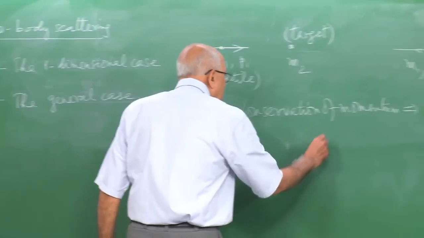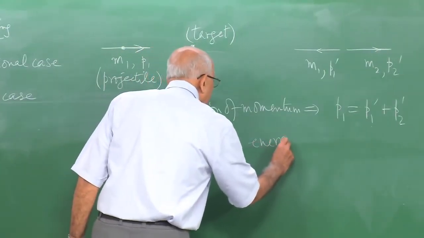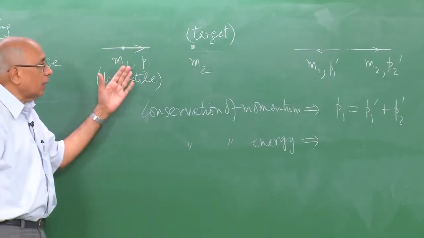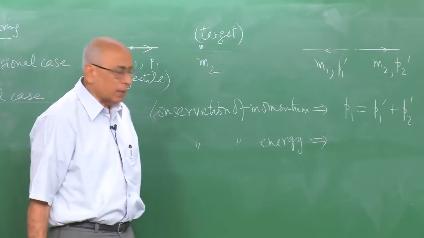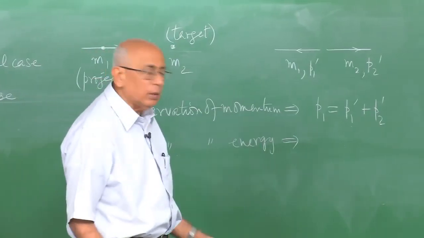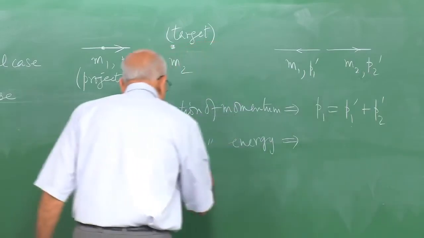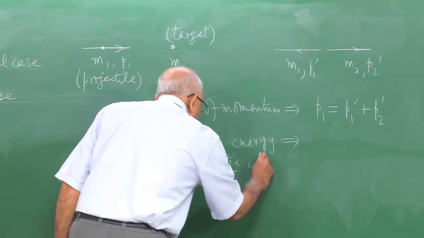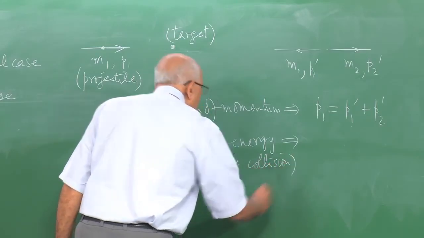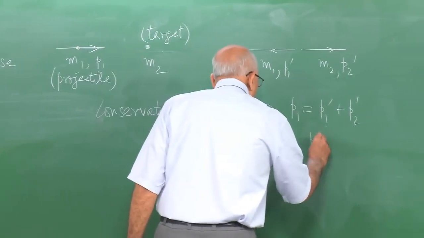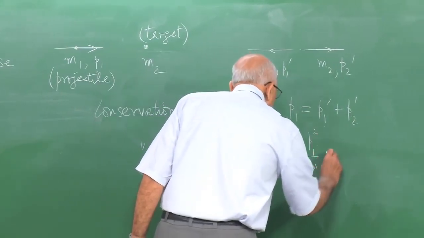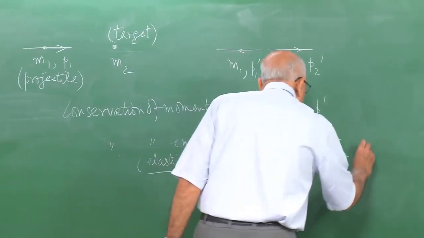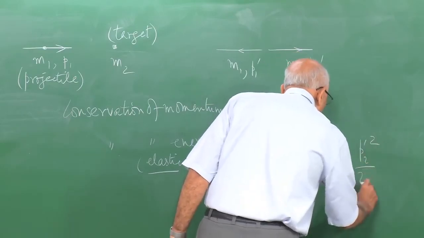The conservation of energy on the other hand would imply that the total initial kinetic energy should be equal to the total final kinetic energy. There is no loss of energy anywhere in this elastic collision. So this is because it is an elastic collision, and the initial kinetic energy of course is p1 squared over 2 m1, and that should be equal to p1 prime squared over 2 m1 plus p2 prime squared over 2 m2.